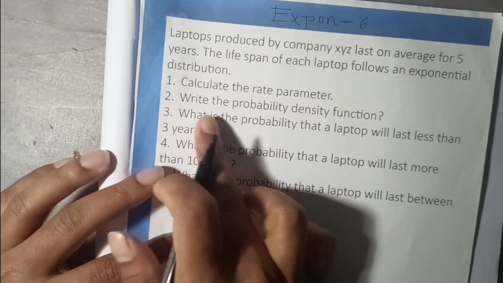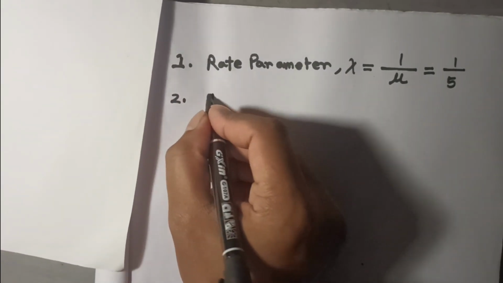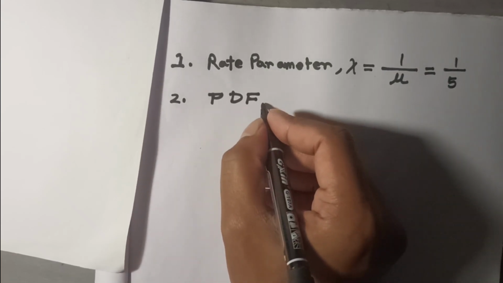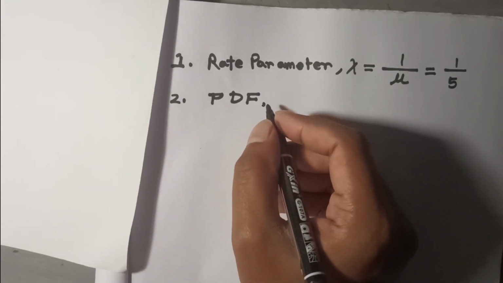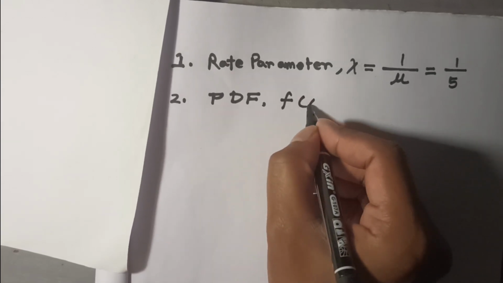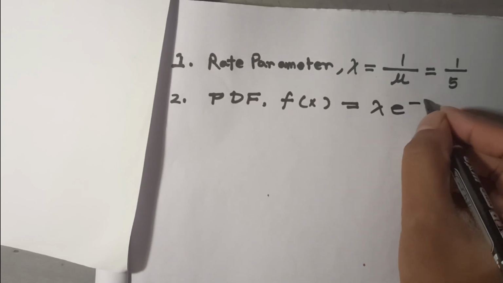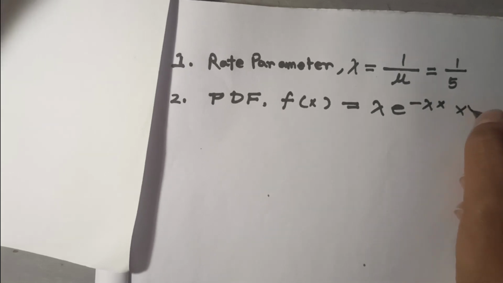Next, we are being asked to write the probability density function. As you already know, the probability density function, or the PDF, is denoted by f of x. f of x is equal to lambda e to the power minus lambda x, where x is greater than or equal to 0.